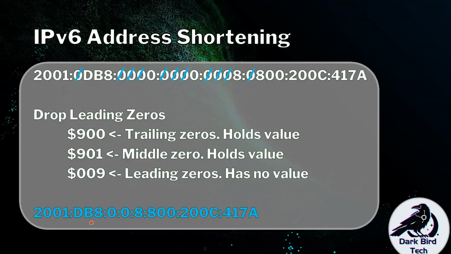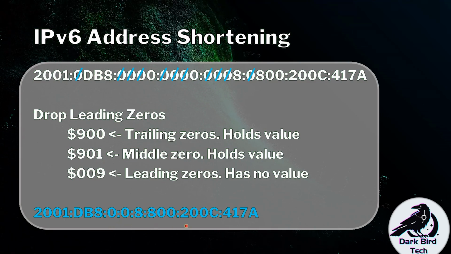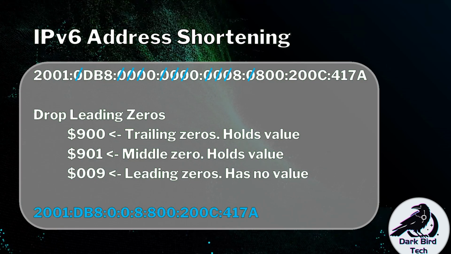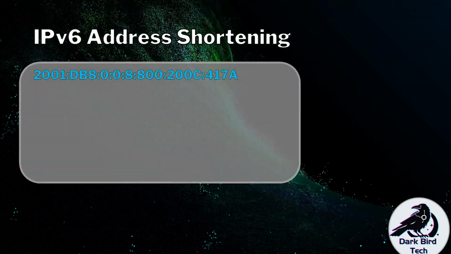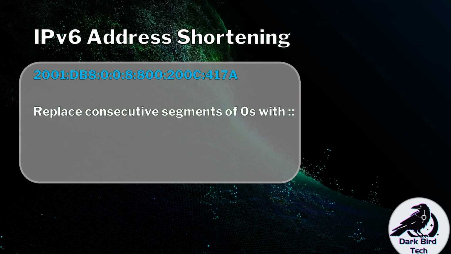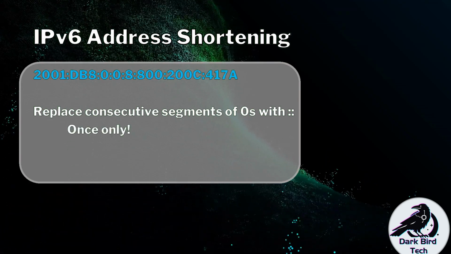2001:DB8:8:800:200C:4178. Much shorter, much more convenient to work with. But we also have that second thing we can do, which is replacing consecutive segments of zeros with a double colon. But remember, we can only do this once.